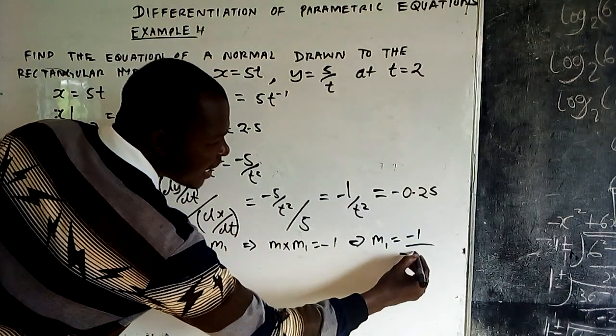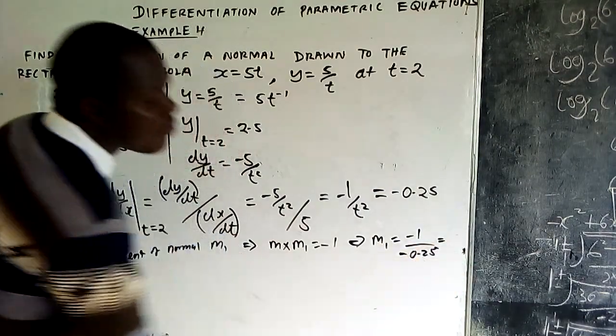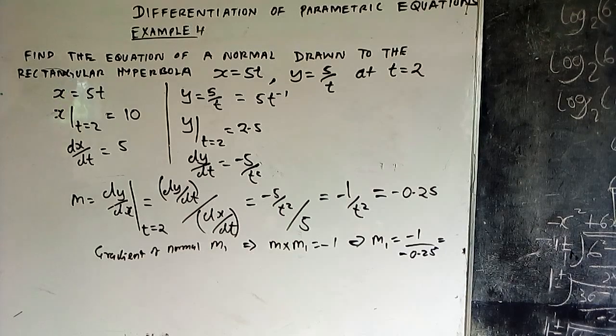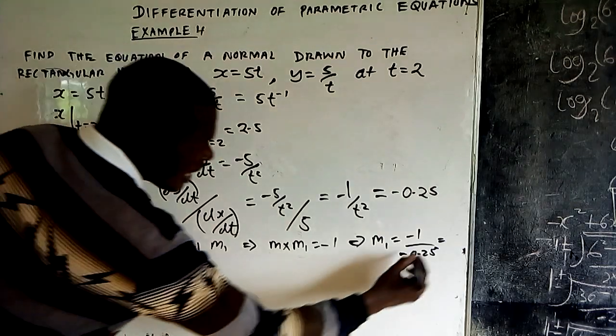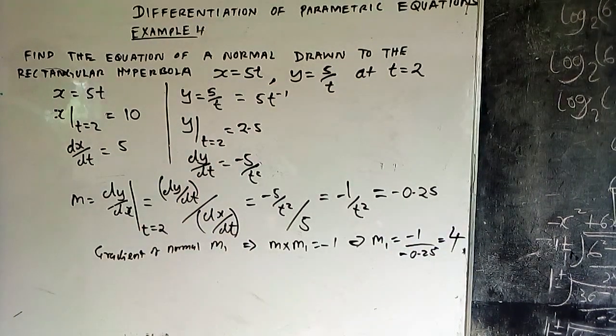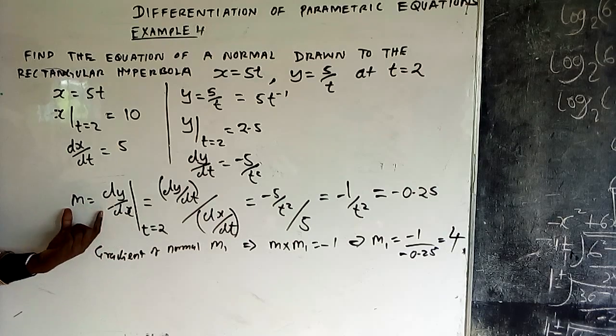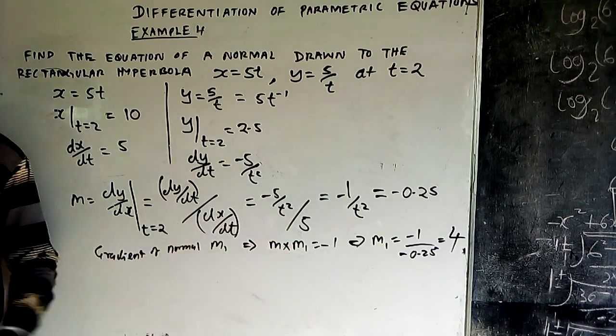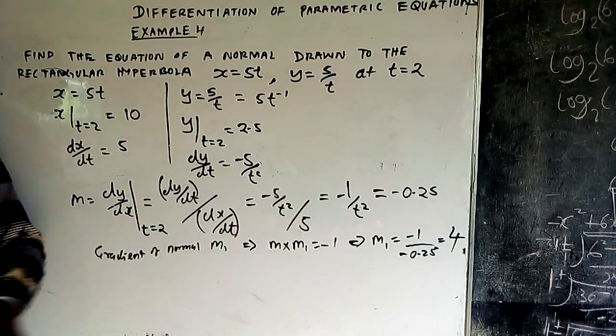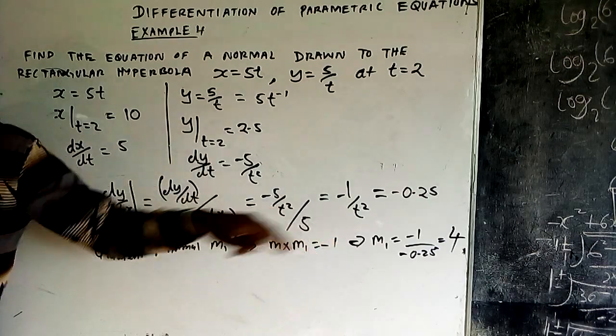So -1 divided by -0.25, would you get that to be the gradient of the normal? You get it to be 4, isn't it? So the gradient of the normal is 4. Have you seen the way we found the gradient of the normal? The derivative of the curve is the gradient of the tangent, but the normal is perpendicular to the tangent, isn't it? So the gradient of the normal times the gradient of the tangent is giving you -1. So the gradient of the normal is -1 divided by the gradient of the tangent.